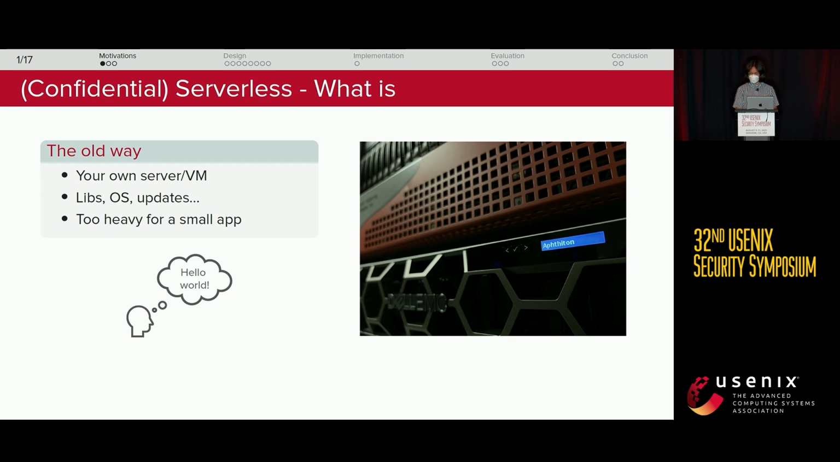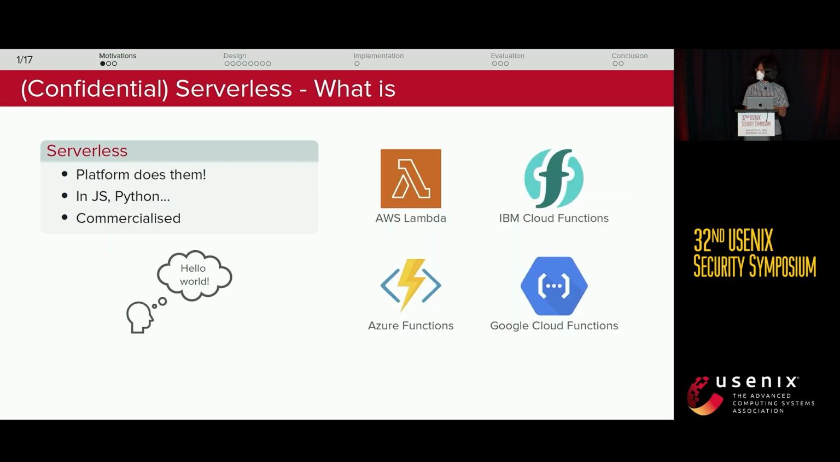It's kind of heavy. But the problem is most of these applications are actually written in standard languages like JavaScript or Python, and they got standard runtimes. Everyone is deploying the same thing, so why not just let the platform do it? And indeed, they did it. They called it serverless because you don't really own a server. And everyone's doing it, like Amazon, IBM, Microsoft, and Google.